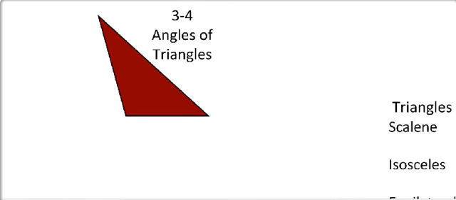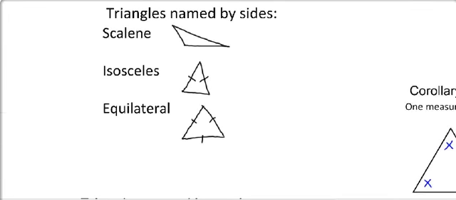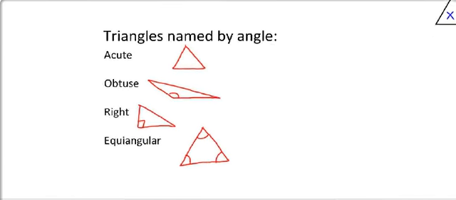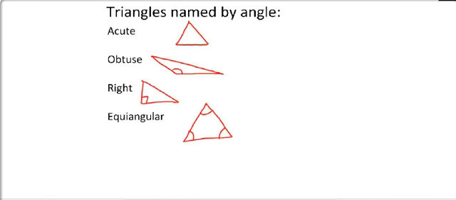We went on to the next section. We started talking about triangles. And you've got scalene triangles, isosceles triangles, equilateral triangles, depending on what the sides are doing. Then you've got acute triangles, obtuse triangles, right triangles, and equiangular triangles. Again, depending on what the angles are doing.